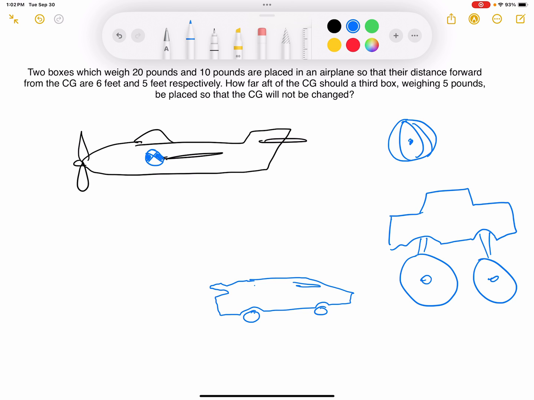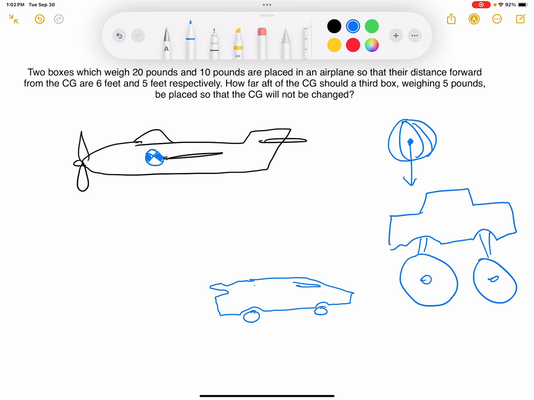Okay, so we have our aircraft here, and we have the center of gravity drawn with the blue symbol. So we need to understand what the center of gravity is. The center of gravity is the place where the force of gravity will act at a point in that object, at least we represent that mathematically. So with a basketball, the center of gravity would be directly in the center of the sphere because all of the mass is distributed around this point evenly.